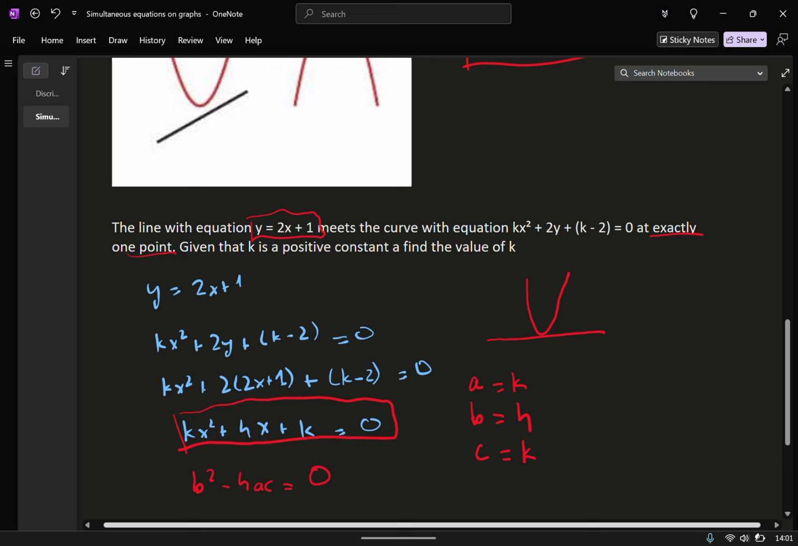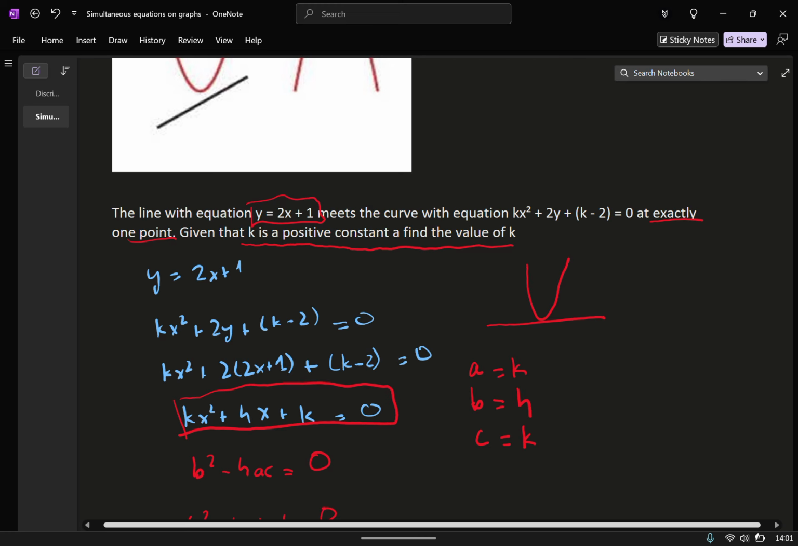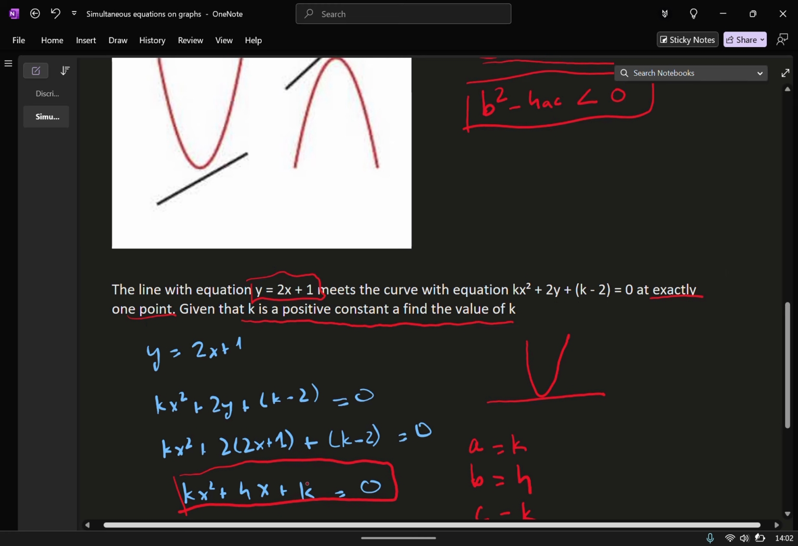Which, as you would remember, is what the question asks us: given that k is a positive constant, find the value of k. And how did we do that? We couldn't proceed forward with the normal steps as we do in GCSE. We need the formula, the concept of discriminant here, and say because it meets at exactly 1 point, we know that our discriminant is going to be equal to 0.